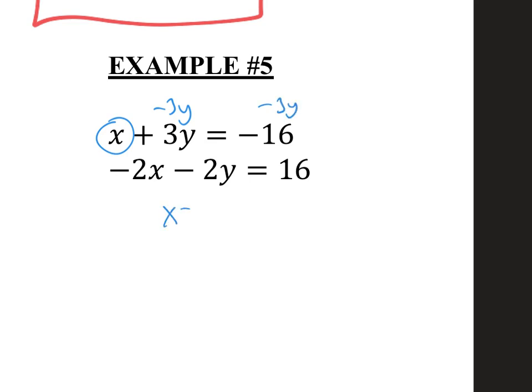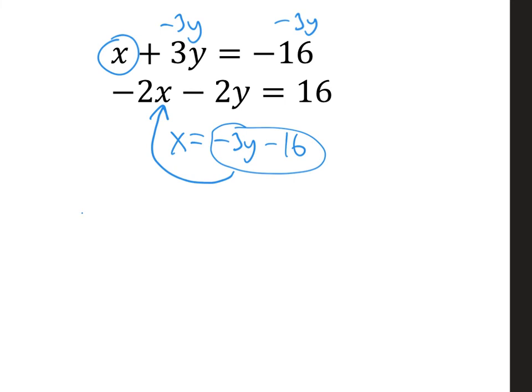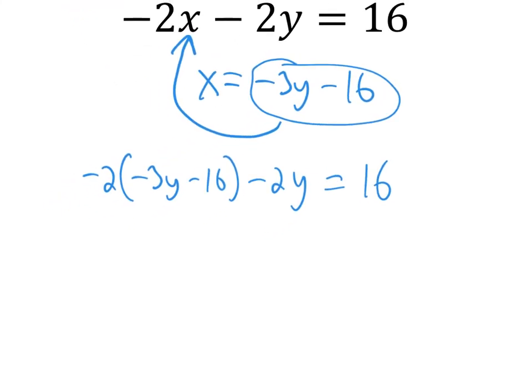So now we're going to have x equals negative 3y minus 16. Okay, now we have x by itself, so we're going to substitute wherever we see an x, we're going to replace it with negative 3y minus 16. So we're going to replace x, not y. We're going to replace x with negative 3y minus 16. So negative 2 times negative 3y minus 16, minus 2y equals 16. All right, now we can solve from here.